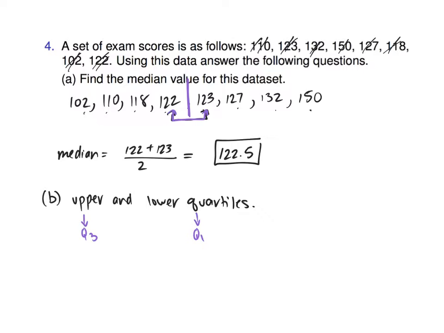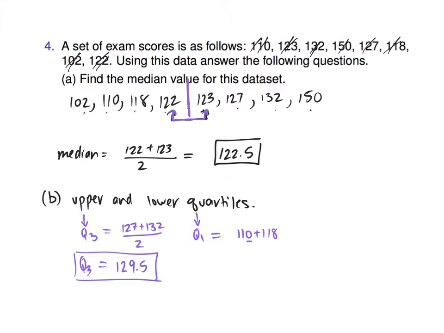Let's ask your question after I finish, because I think I know what it is. First of all, for the upper quartile, what's the median of this upper list? 127 plus 132 over 2. That's quartile 3, or the upper quartile. Quartile 1 is 110 and 118 over 2, which is 114.